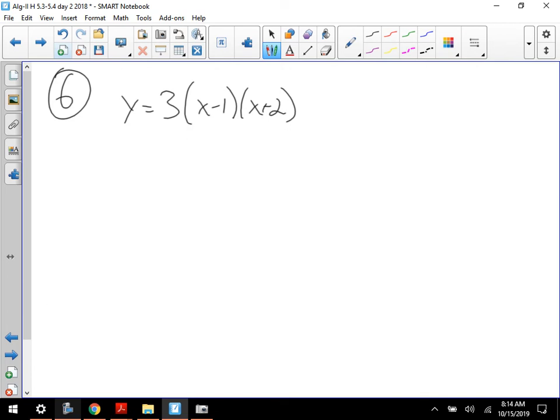When you have intercept form, that means right off the bat you know your zeros. You know your zeros right away. So here we have zeros at 1 and negative 2. Okay? Are we okay with that? Now, the A value is a positive 3, so will this be up like a cup or down like a frown? It's going to be up like a cup. Good.